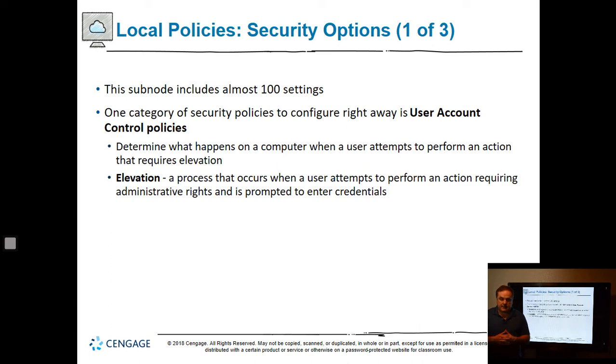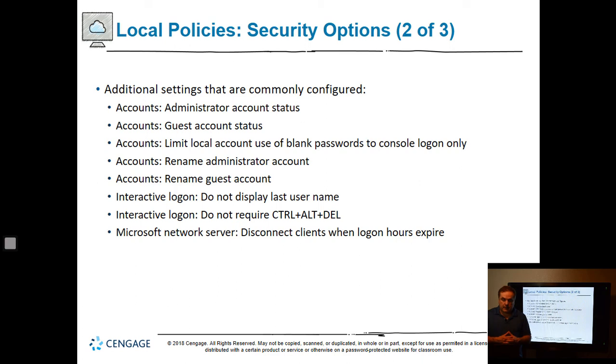Security policies include 100 settings. One category of security policies to configure right away is the user account control policies. And this determines what happens on a computer when a user attempts to perform an action where it requires that they have elevated rights in order to do it. So they could end up getting prompted for elevated rights, and they could choose yes if they have those rights. If they don't, then it'll say, sorry, you don't have it, but it'll still log it anyway, so you can audit that information. So there's some additional commonly configured settings as well that you can also set up.